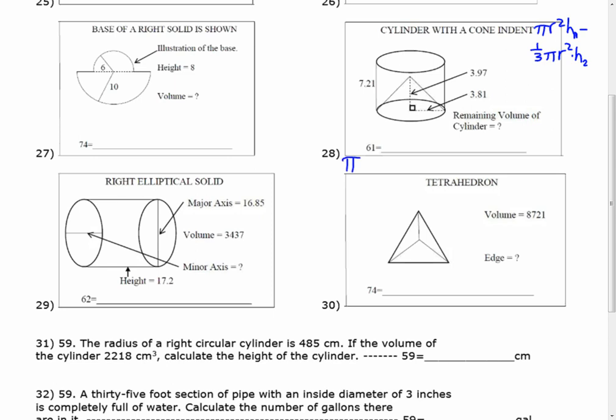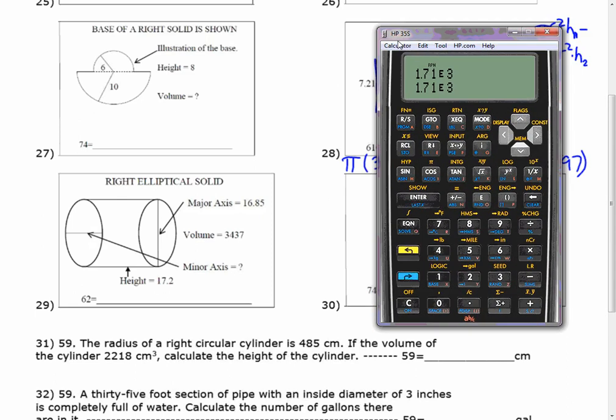So I'm going to have the cylinder, pi times the radius, which is our 3.81 squared. So pi r squared times the height of the cylinder, which is 7.21, minus 1/3 area of the base, so pi 3.81 squared. And this height, h2, the height of the cone, is 3.97. So you could do something similar to what we just talked about. They both have pi and 3.81 squared in common, and you could factor those out. But there's still quite a bit left to do, so I would probably just work this one exactly as it is.